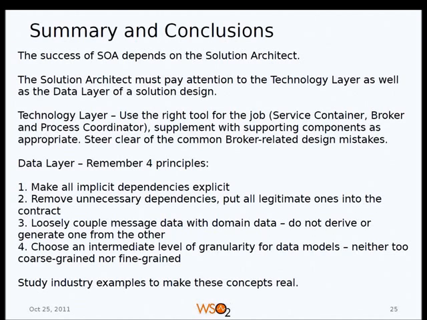So now you have understood practical SOA. You know the principles, you know what to use at the technology layer, you know what principles to apply at the data layer. Hopefully when you go back to work in the next 10 minutes, you can immediately start applying these principles in your day-to-day work. Thank you. I'll take your questions now.